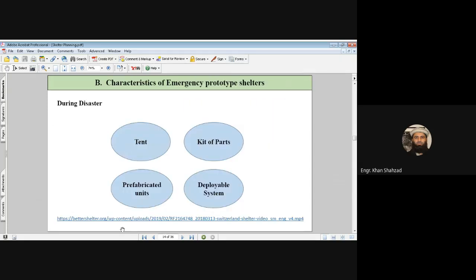Now let's talk about the characteristics of emergency prototype shelters. So now the disaster has taken place, and we are handling the situation during the disaster stage. What we have to provide, as we discussed earlier, is tents to the people, temporary shelters, the kit of parts, so that they can make the shelters and prepare food and other things for themselves. We have to provide prefabricated units, and we have to provide a deployable system.